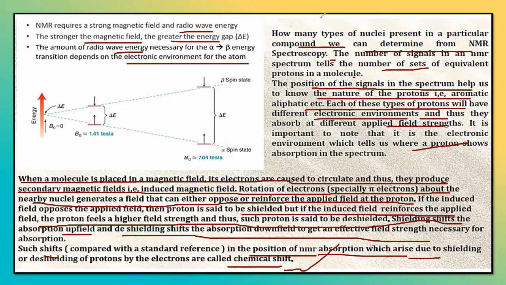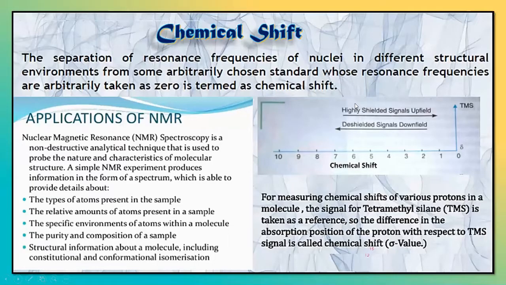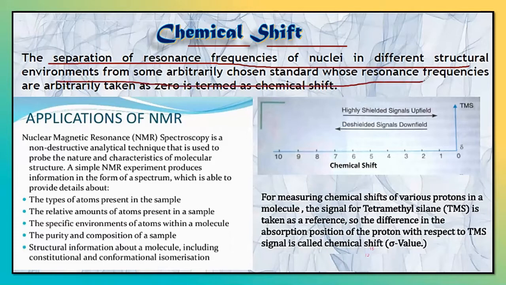This is a very important term for us, chemical shift, and we'll come across it later on. The separation of resonance frequencies of nuclei in different structural environments is called chemical shift. It is important because this shift only happens under certain conditions, and a scale is required, a reference, and that is TMS.